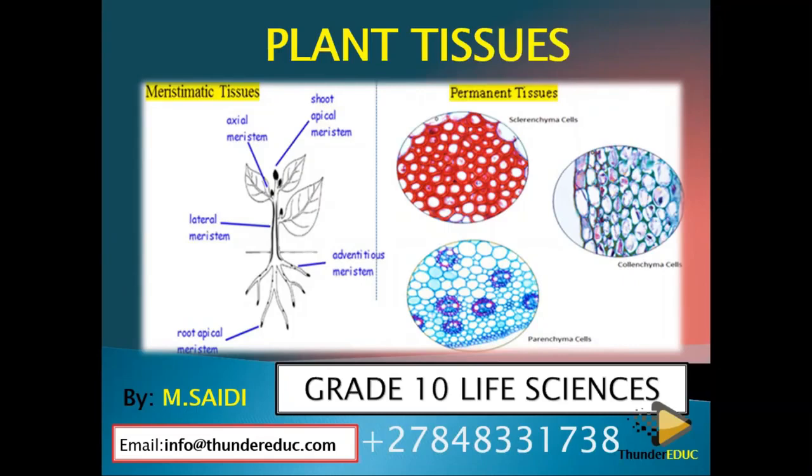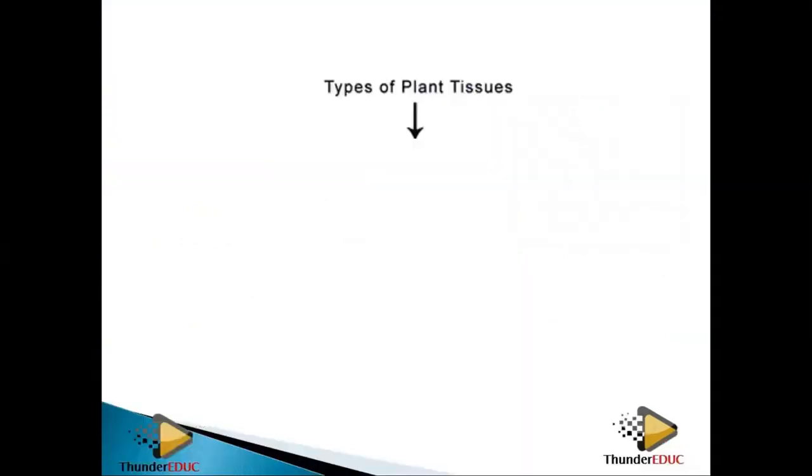Today we're going to be looking at plant tissues. Last time we looked at the different types of animal tissues. So today we're going to look at plant tissues so that now we can go to the organs. Plant tissues. What are some of the different types of plant tissues?